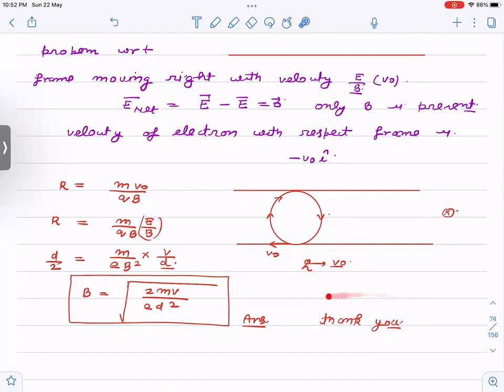It's an amazing question and it can come in JEE Advanced again, as it did in 2022. Fine.